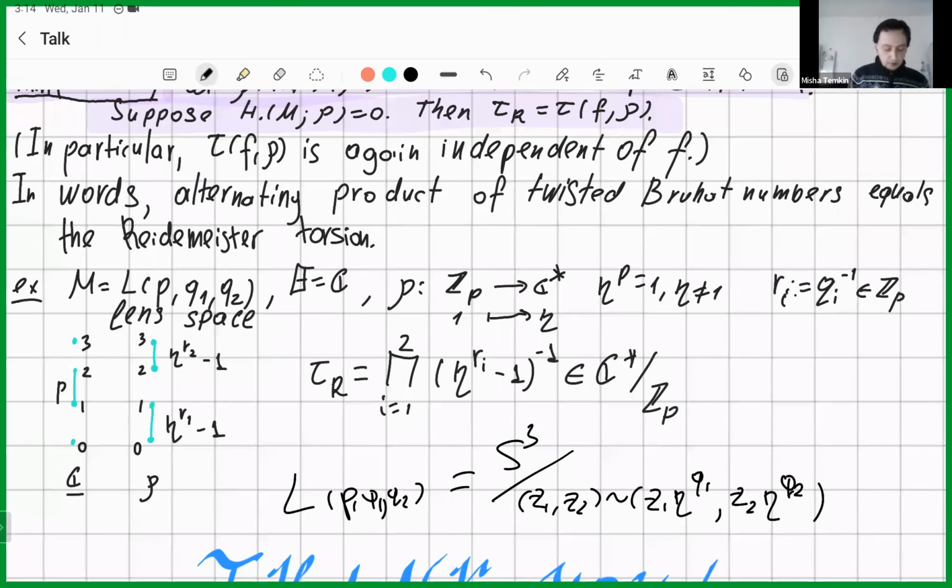So if you don't twist the coefficients, if you just take the constant local system, say, just the constant C coefficients, then the barcode looks like this. There's homology in degree 0 and 3 over C, and that's it. There is no more homology. But this barcode depends only on p, so it depends only on the fundamental group, and surely this is a weak invariant.